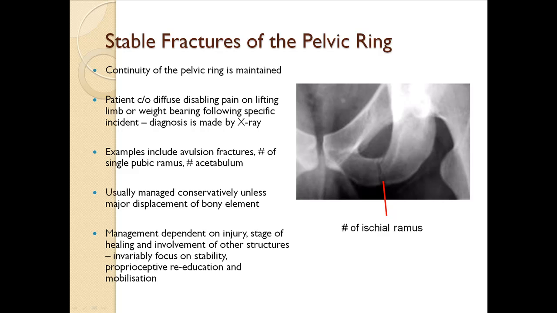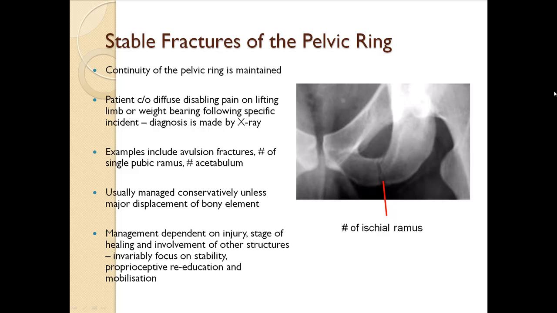Fractures of the pelvic ring may be classified as either stable or unstable. A stable fracture of the pelvic ring is where the pelvic ring remains continuous. The patient often complains of a very diffuse and very disabling pain, and diagnosis is made by X-ray. Stable fractures include the avulsion fractures that we described, fractures of a single ramus, either a single pubic ramus or the ischiopubic ramus, or indeed fractures of the acetabulum. And these are usually managed conservatively unless there is extensive disruption or displacement of the bony element, in which case they may require some form of surgical intervention.